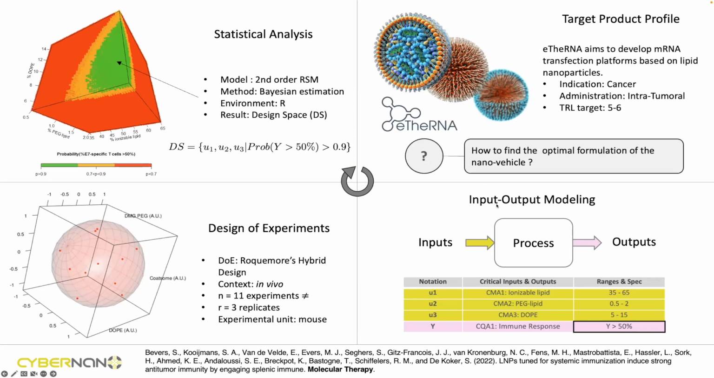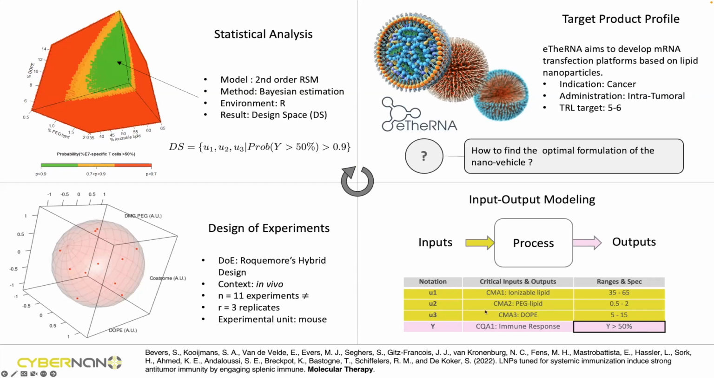And at the input-output modeling step, we identified 3 inputs, what we call the critical material attributes, so the composition or the proportion of 3 different lipids. And the critical quality attribute is the immune response, or more technically, the transfection rate. And we have a requirement, the specification, to get a transfection rate greater than 50%. This is clearly the objective.